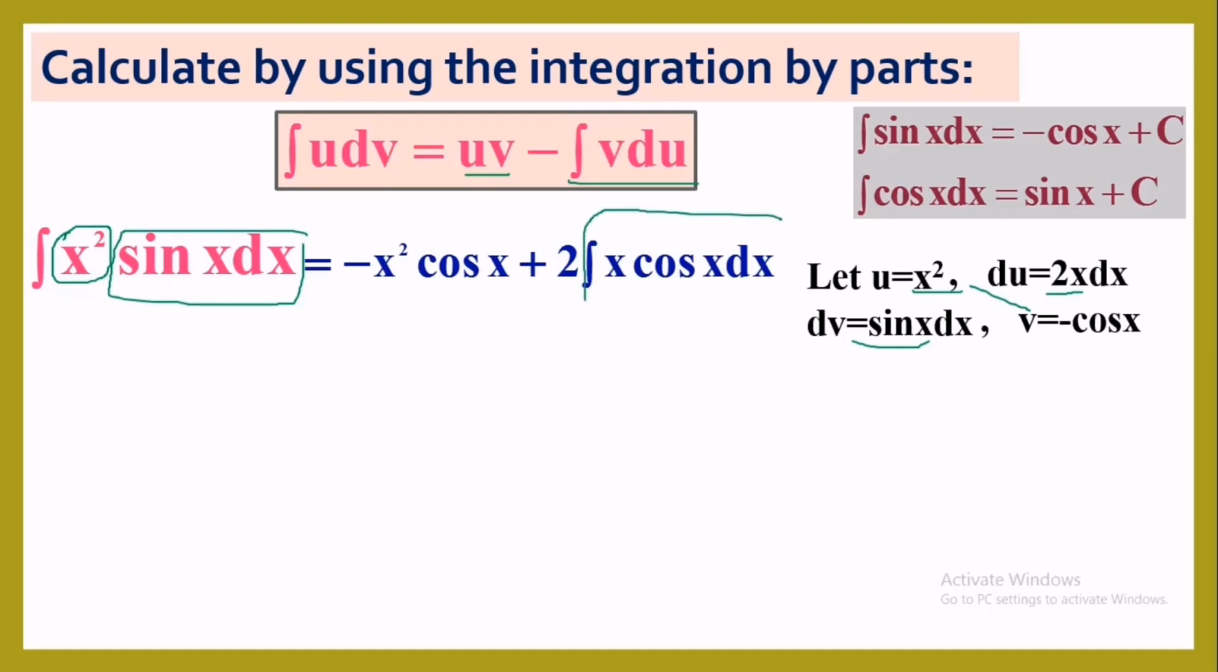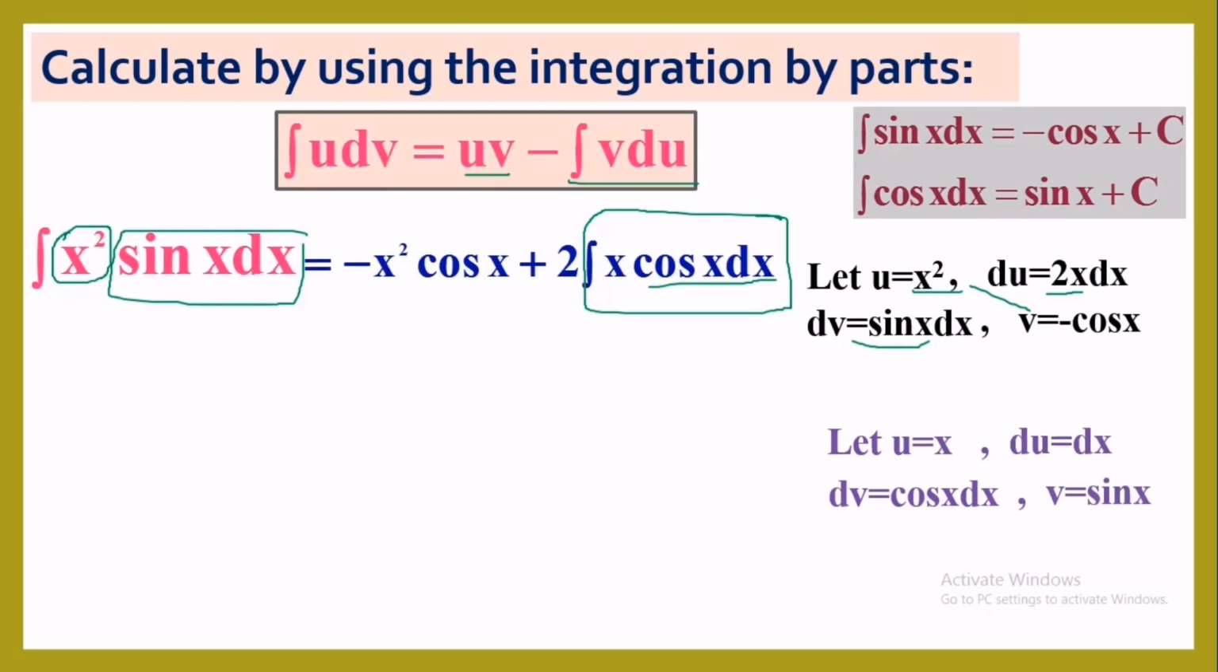Apply the integration by parts again on the integral x cosine x dx. Let u equal x, then du equals dx, and dv equals cosine x dx. Integrate both sides, we get v equals sine x. The integral of cosine x is sine x. Then apply the integration by parts, uv minus integral v du.